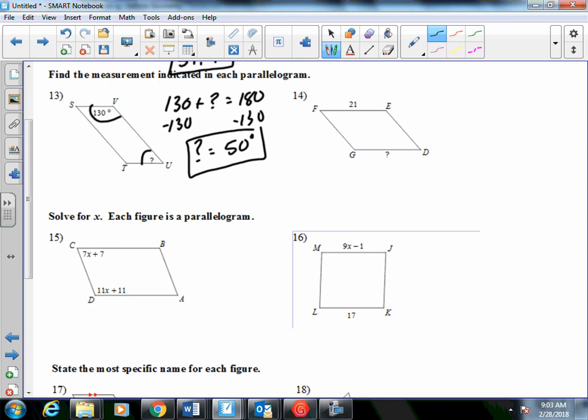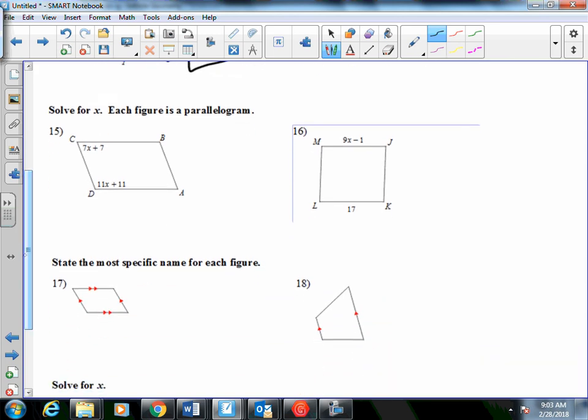14 is a whole lot simpler because it's just looking at opposite sides, and opposite sides of a parallelogram where they're straight across from each other are going to be the same. So question mark on this one is just 21. No math required.